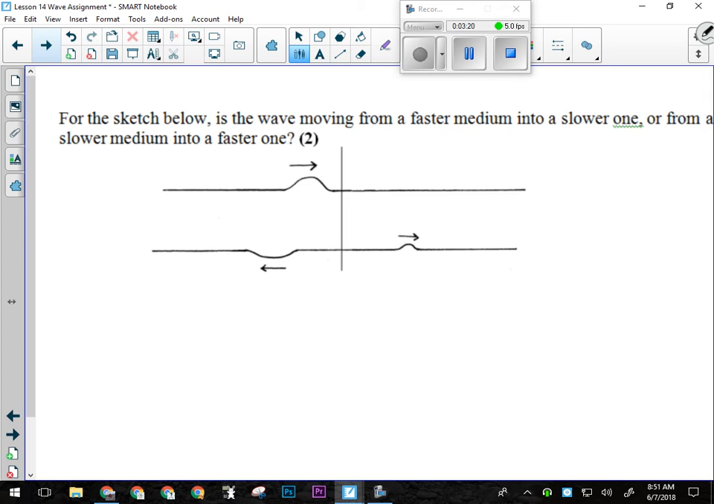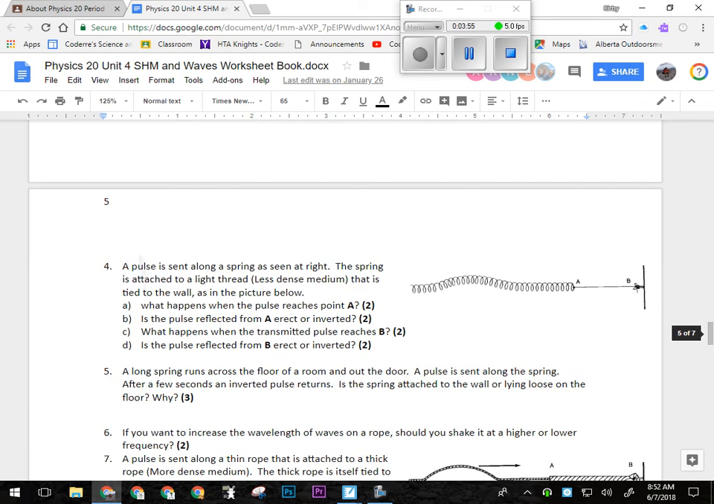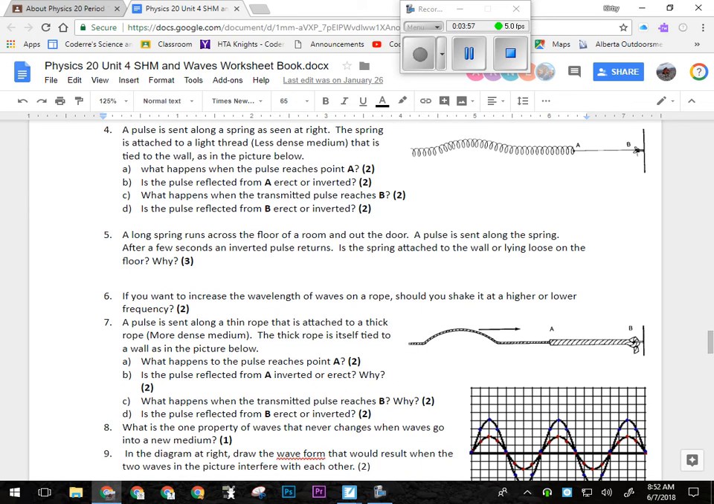The shape and size of this wave also confirms that this is in fact a slower medium, because the wavelength has decreased. If I gave you a question like that on a test, that would be your justification. You would say there's an inverted reflected wave, which only happens off a more dense medium, and the transmitted wave is shorter and has a lower amplitude. Therefore, this must be a more dense or slower medium. You'd have to have that justification in there. All right, so you can try these ones now.